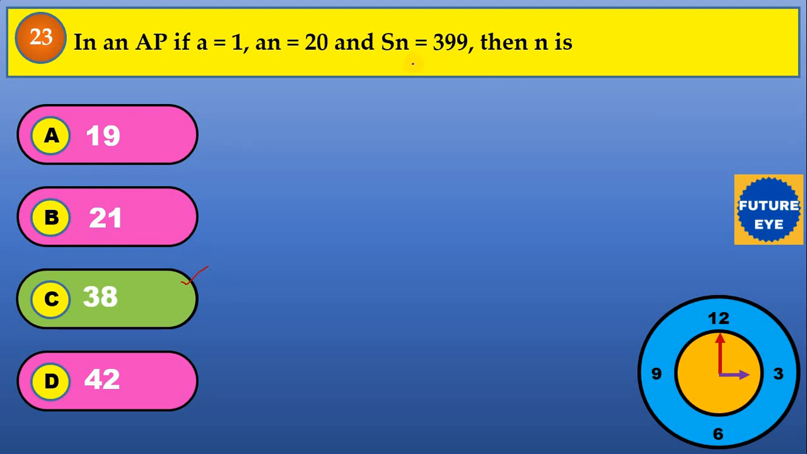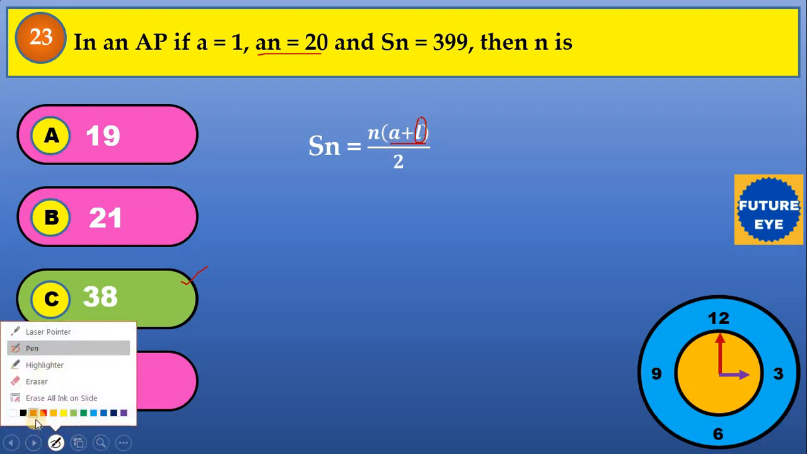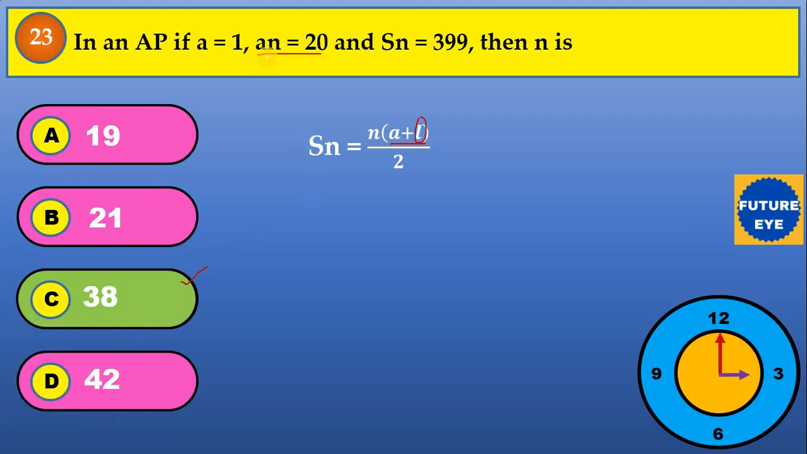So which sum finding formula will you use? An is given. An means the last term. So we wanted to use the formula Sn equals n by 2 into a plus L. In the place of L we can write an also. The an value is given, children, so we can substitute that. Let us substitute the values.